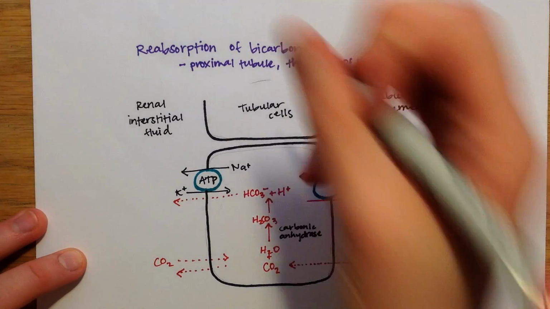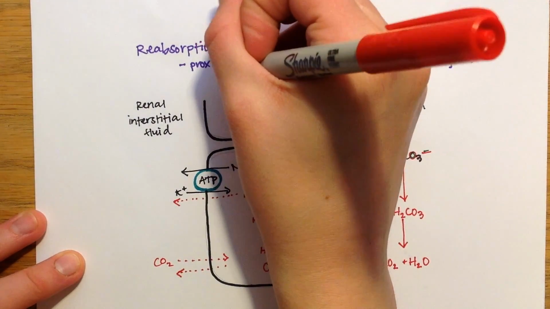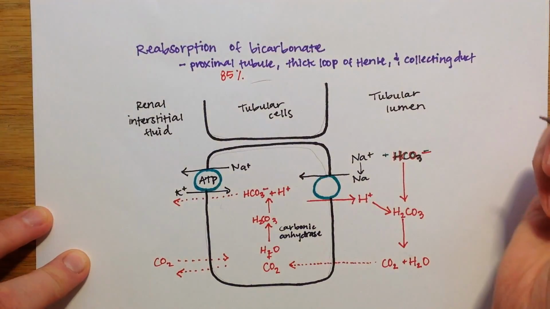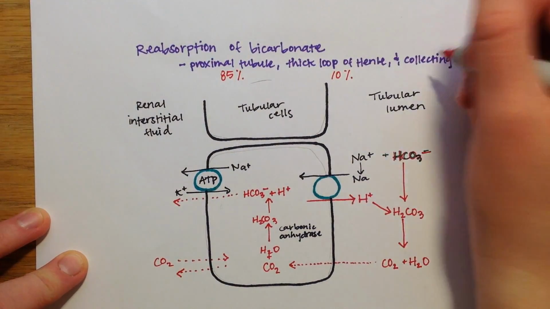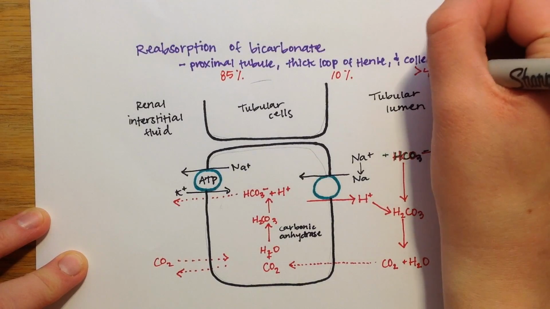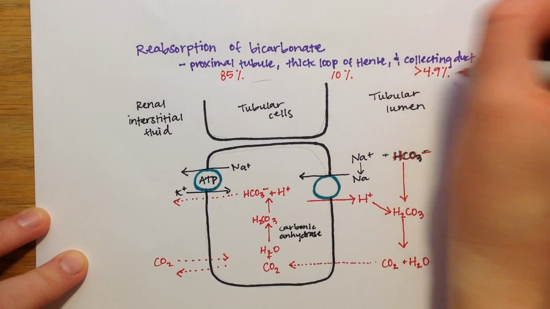So levels of sodium in the cell are maintained by a sodium-potassium ATPase. Most of the bicarbonate reabsorption occurs in the proximal tubule. During acidosis, the kidney will reabsorb all the bicarbonate. In contrast, during alkalosis, the kidney will reabsorb less bicarbonate.